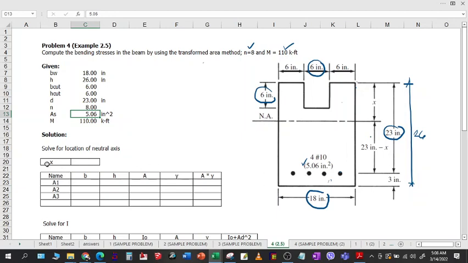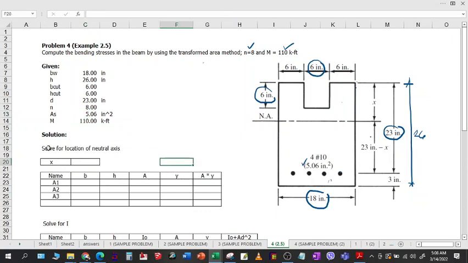To solve the problem, let me use a tabulated solution using the solver function or the goal-seek function in Microsoft Excel. Now, in your calculators, you can also use the shift solve function to solve for the value of x.